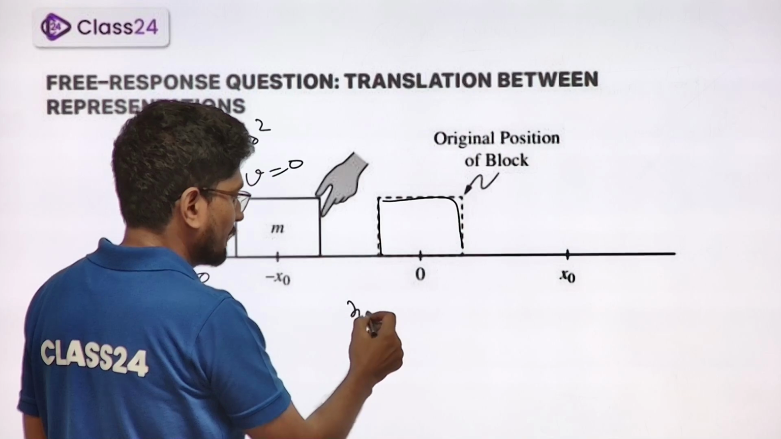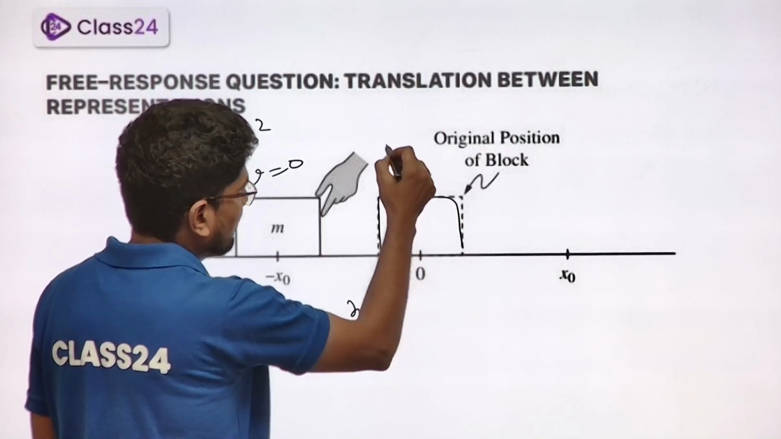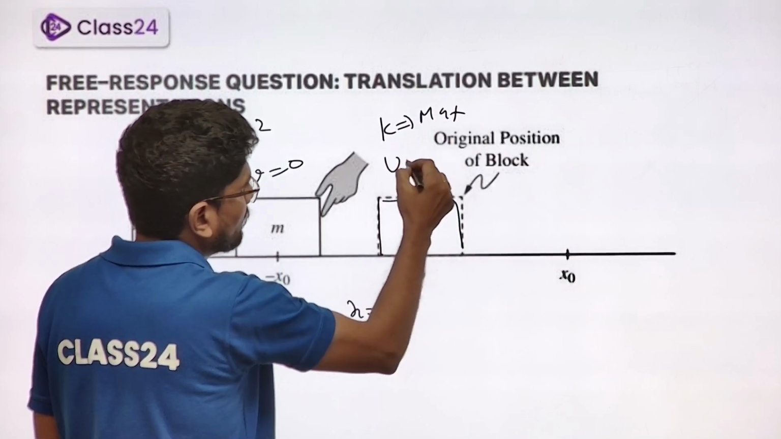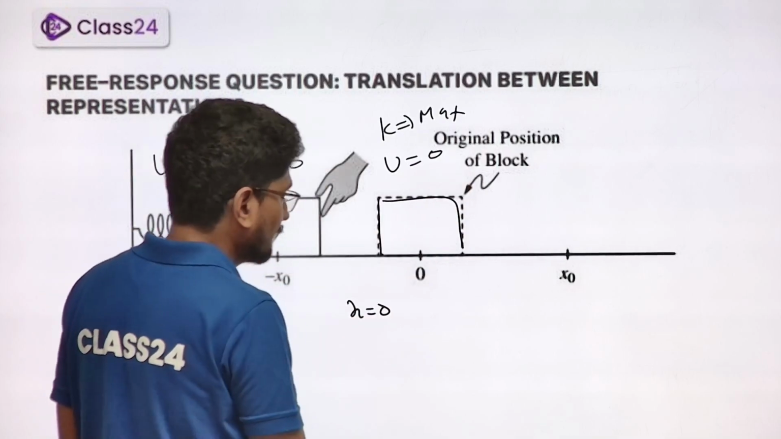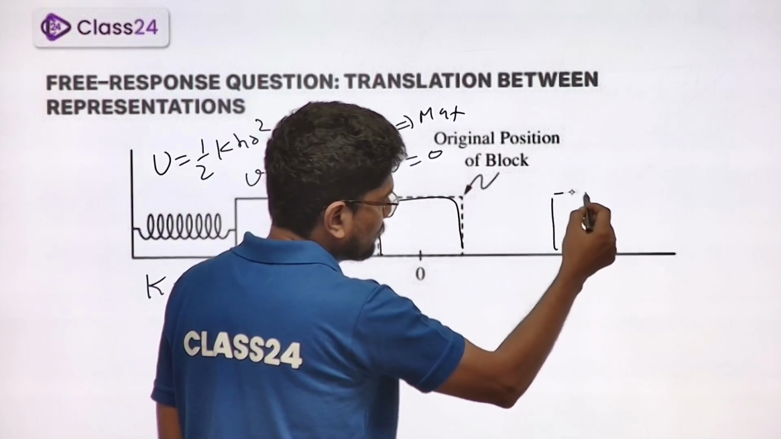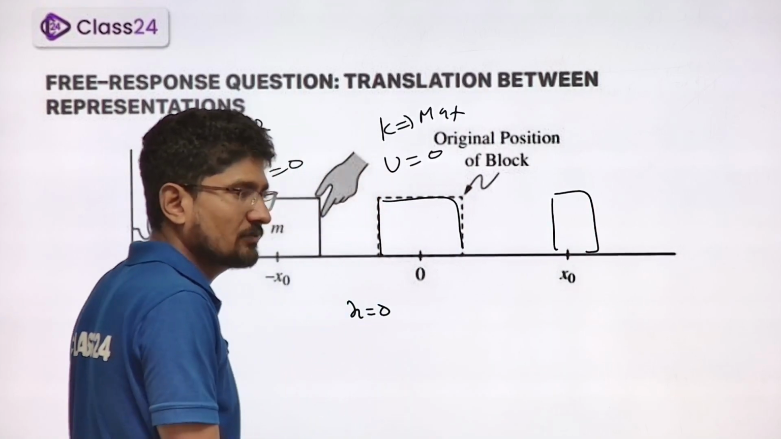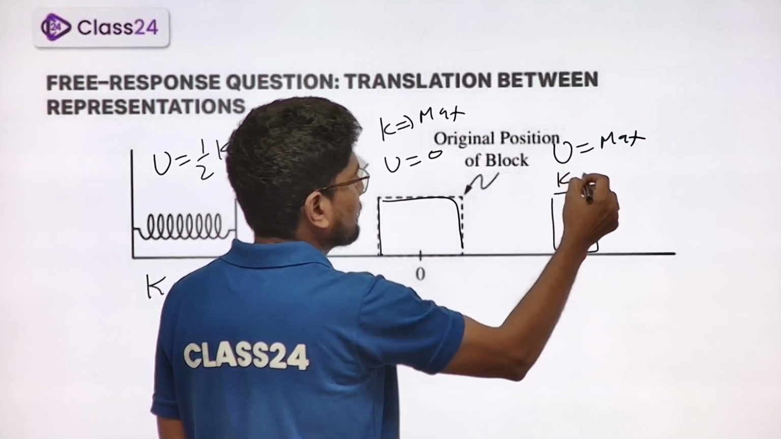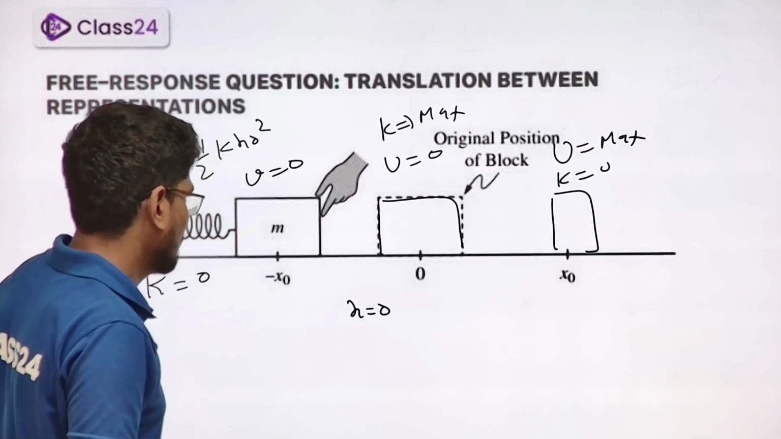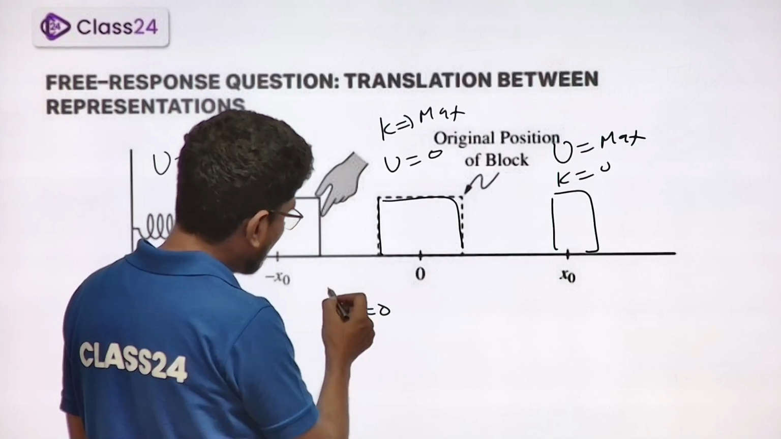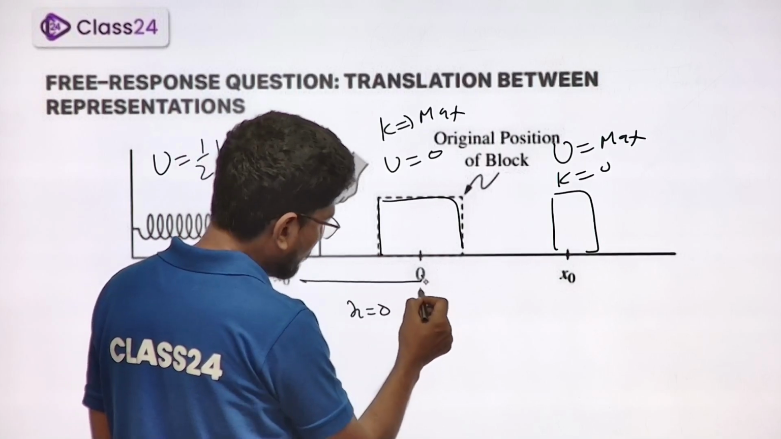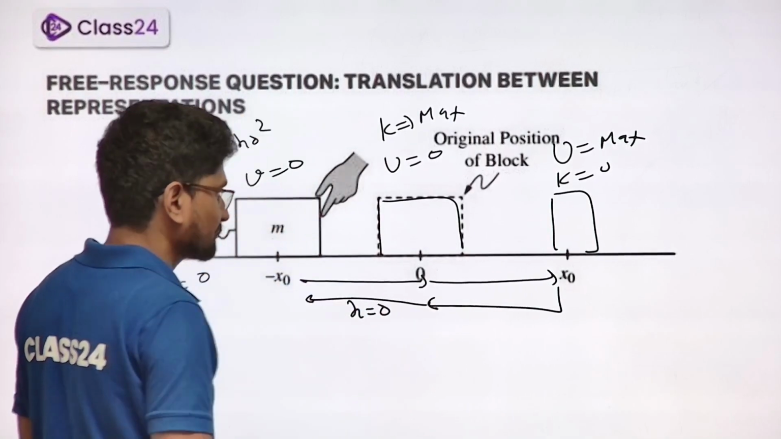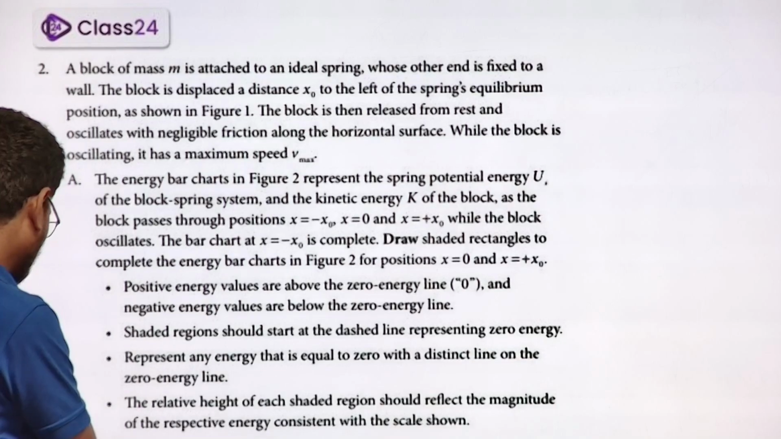When it is released and reaches the mean position, the compression becomes 0, so the kinetic energy becomes maximum and the potential energy becomes 0, because there is no compression in the spring. Now it moves further to the extreme position and the compression becomes maximum again, so the potential energy becomes maximum and the kinetic energy becomes 0. That is a simple understanding. So this is a complete simple harmonic motion, from extreme to mean, mean to extreme, then extreme to mean, and mean to extreme. Now we can draw the bar chart.